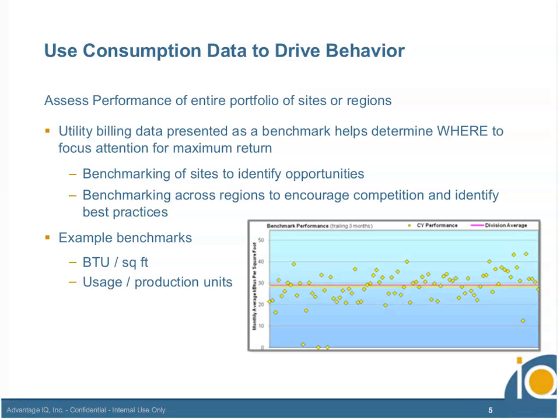Some example benchmarks to use would be kWh per square foot, BTUs per square foot, or usage per some level of production units. If you're a hotel, rooms sold, obviously, transactions, things like that, things that drive the usage in your business, using those as benchmarks to identify sites that are more or less efficient than others.